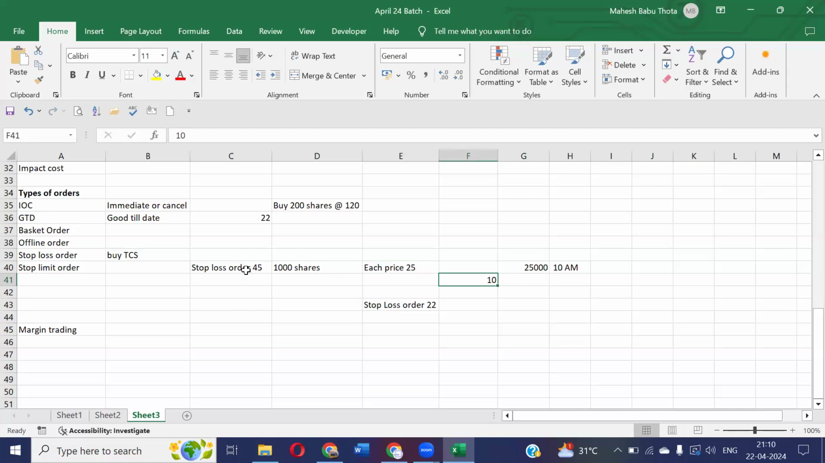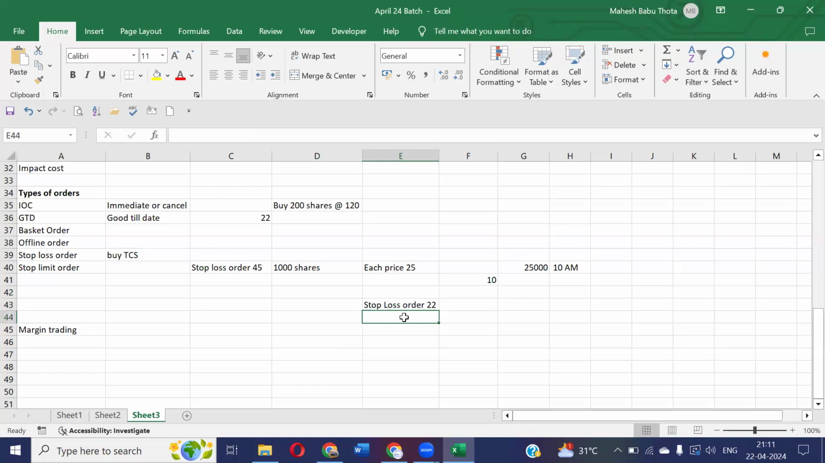But in the stop limit order, we determine the target and also give a limit for the loss. What is that limit for the loss? Suppose the market is at 22 rupees, it reaches 22 rupees.